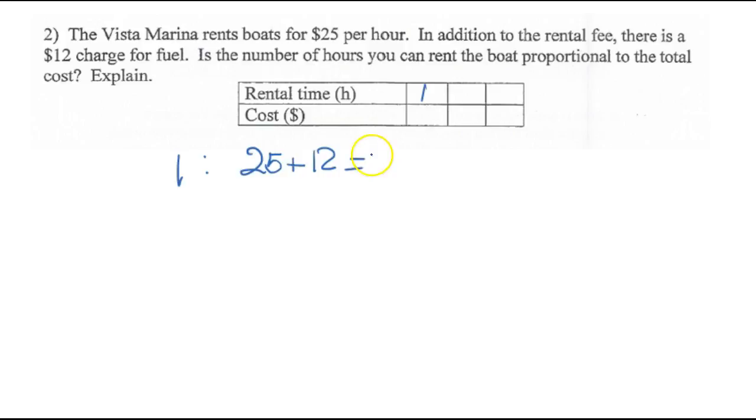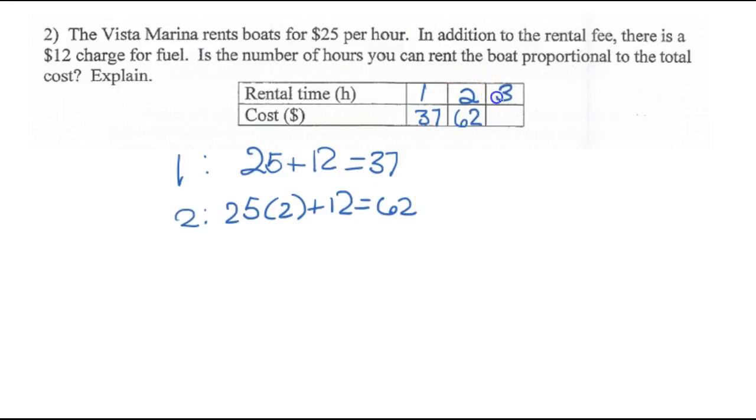$37. I'm going to fill this in here on my table. Now, for 2 hours, we have our $25 per hour charge times 2 plus our $12 fee. So this is going to be 50 plus 12, $62.